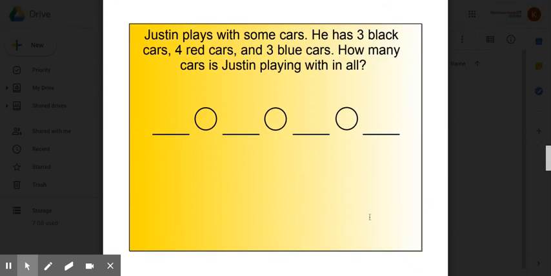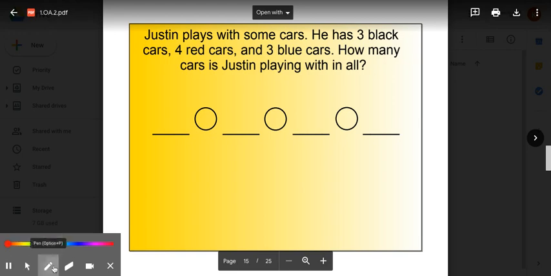All right, I want you to try this one on your own. So I'm going to read it to you, and then I want you to pause the video to write the equation and solve it. Justin plays with some cars. He has 3 black cars, 4 red cars, and 3 blue cars. How many cars is Justin playing with in all? So now I want you to pause the video, write the equation, and draw a picture to solve. Ready? Pause.